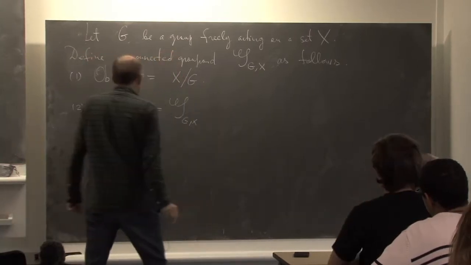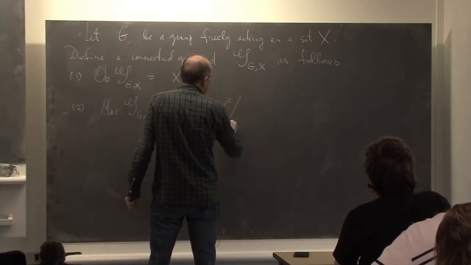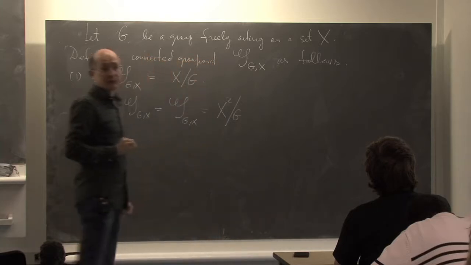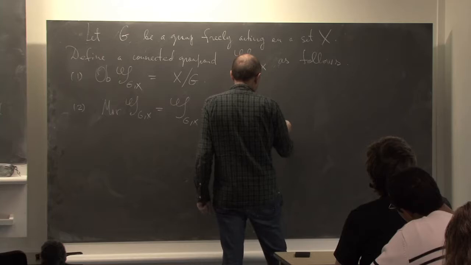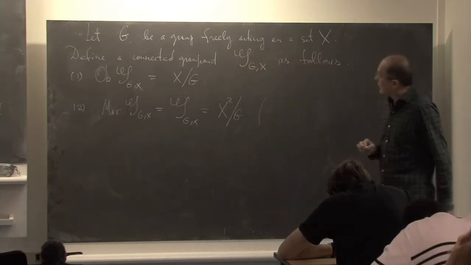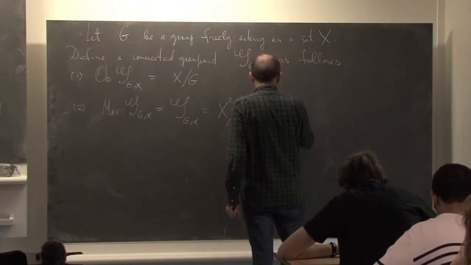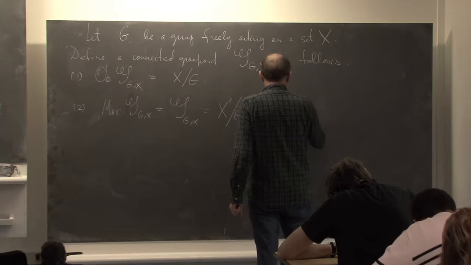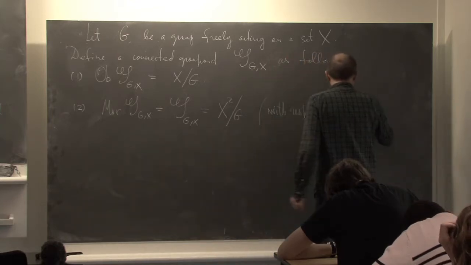But anyway, what is this? As a set, it is the set of G orbits in the Cartesian square of the set X. And here we have to specify that this set of orbits is obtained with respect to the diagonal action.